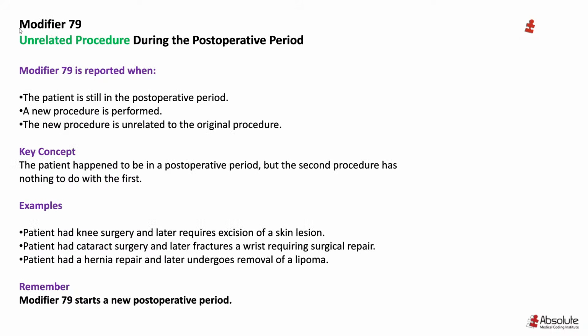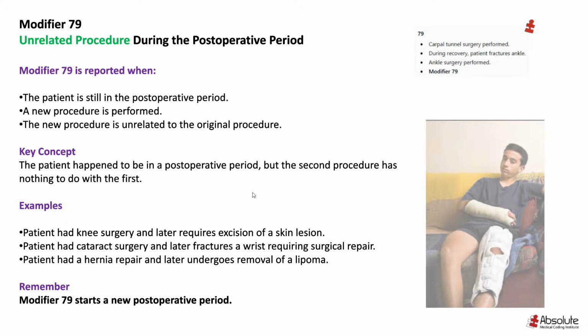Now, modifier 79. You're still in the global period, but you have an unrelated procedure in that postoperative period. You're going to append modifier 79, that patient's in the postoperative period. Let's say they broke their leg, right? They're in a 90-day postoperative period. Then they break their arm. A new procedure is performed. That new procedure is unrelated to the broken leg, right? They got a whole different injury, right? So the key concept, the patient happened to be in a postoperative period, but that second procedure has nothing to do with the first one, okay?